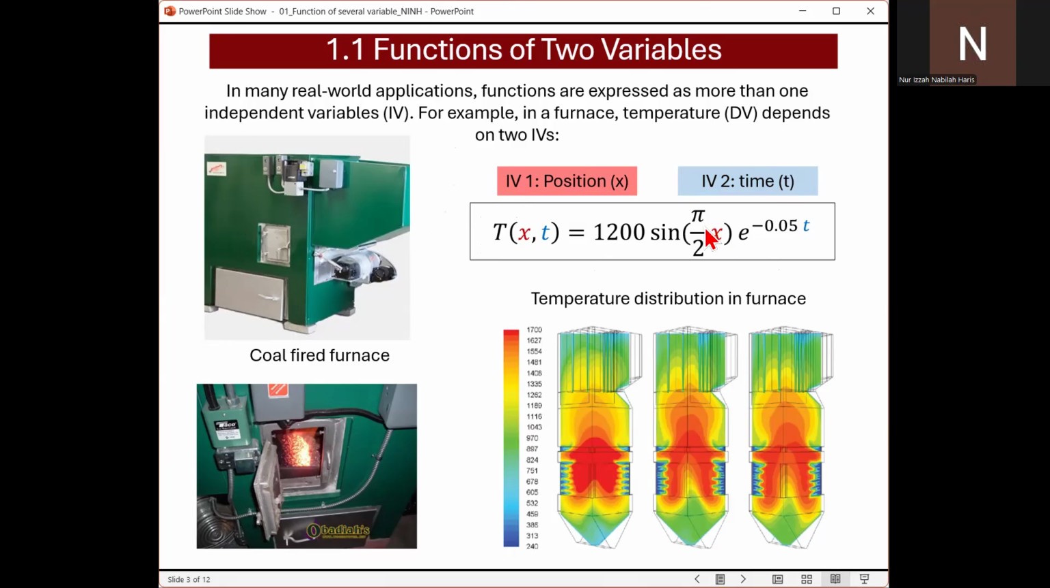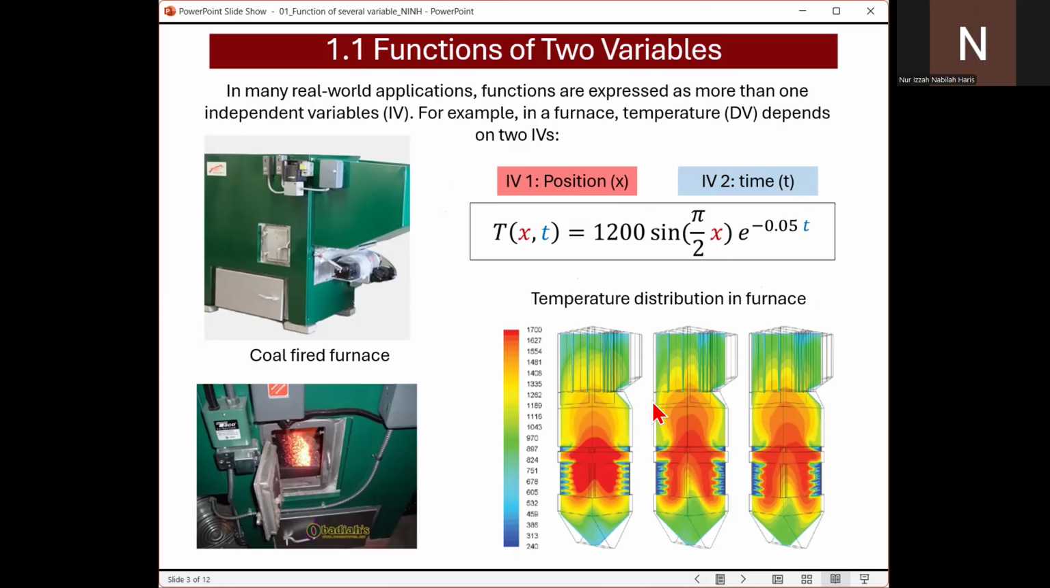So that is why functions of multiple variables exist, because of course one variable, the dependent variable, which is currently temperature, depends on many factors. And if we are looking at only two variables, which are position and time, we will get this equation of function of two variables. So this is the temperature distribution in a furnace.